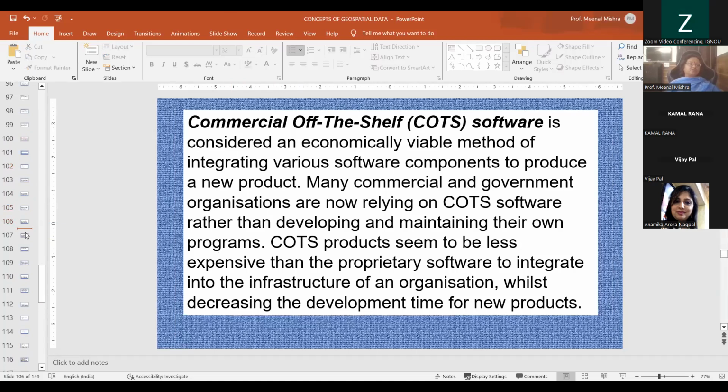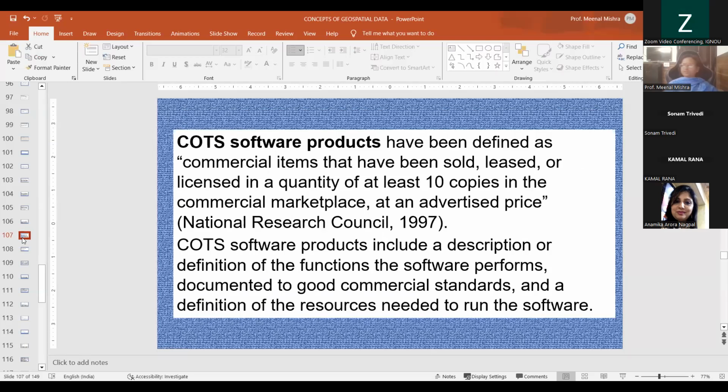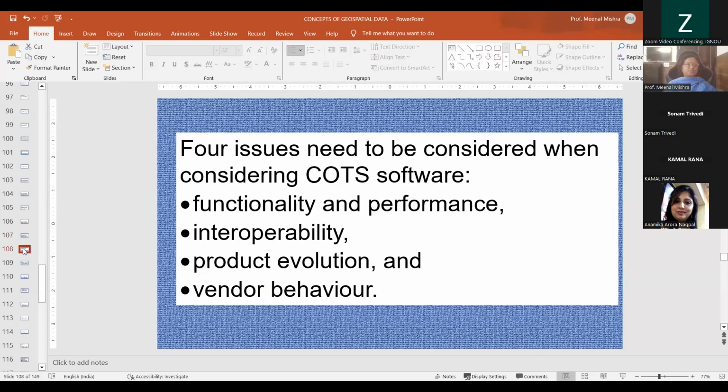So I've already told you. Commercial off-the-shelf software, that is COTS, is an economically viable method of integrating various software components to produce a new system, a new product. Okay, this we have been discussing. Let me come to other types of COTS geospatial software. Actually, it is 12:47, so I just have to rush through.